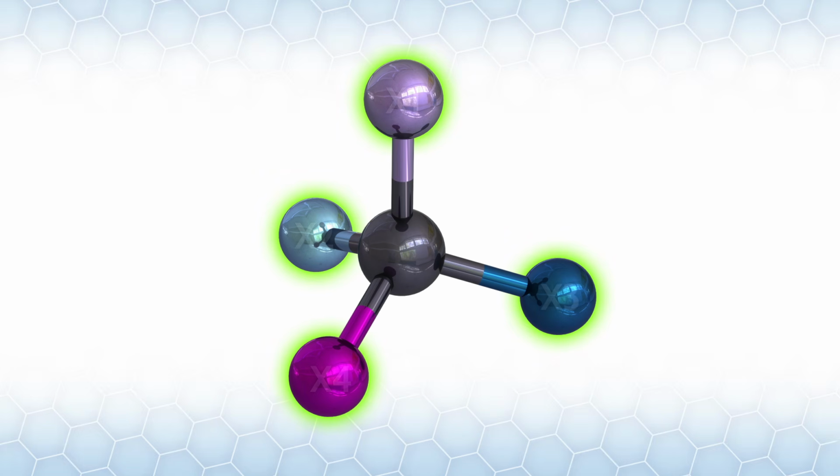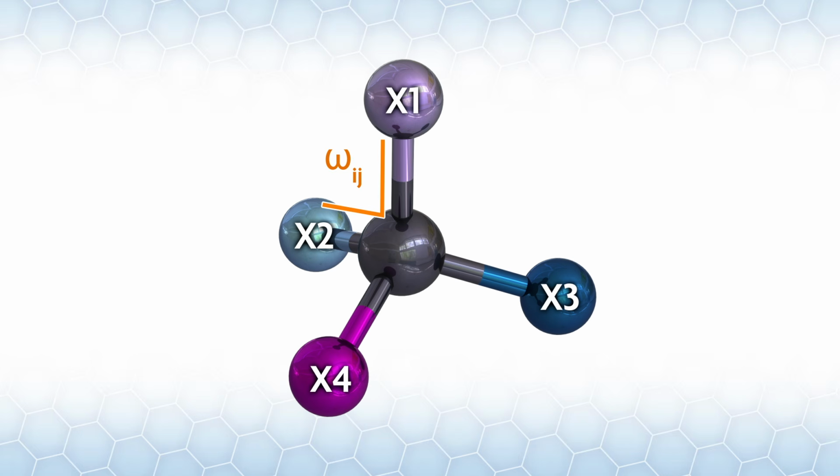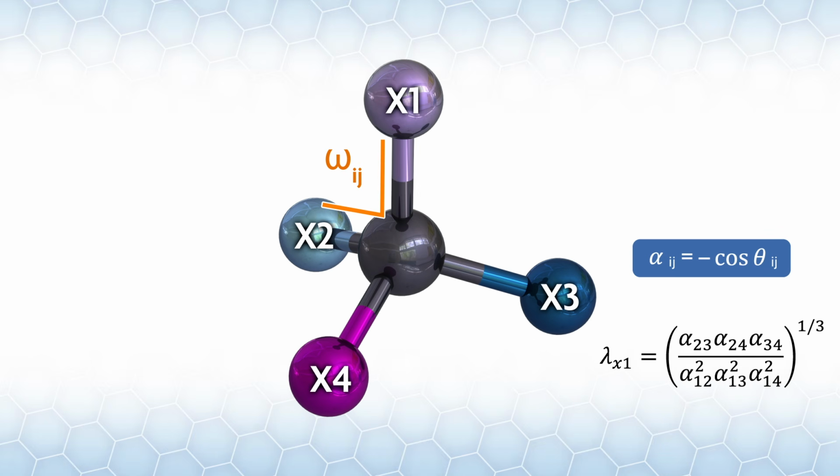In this scheme, each ligand is labeled x1 through x4, and the angles between, say, x1 and x2 are given as omega ij. It is then simplifying to use alpha ij equals negative cosine omega ij. The lambda ij values are then given by this, with the example being for ligand x1.